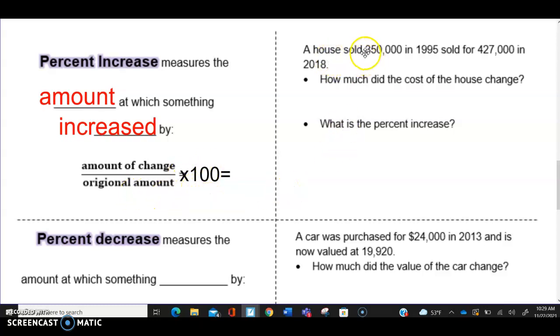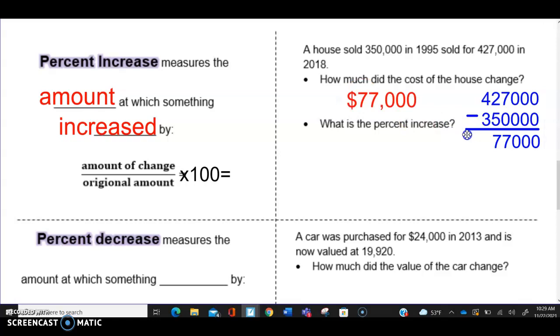A house sold $350,000 in 1995, sold for $427,000 in 2018. So how much did the cost of the house change? We would have to subtract to find the difference, to find that the house changed $77,000. What is the percent increase?